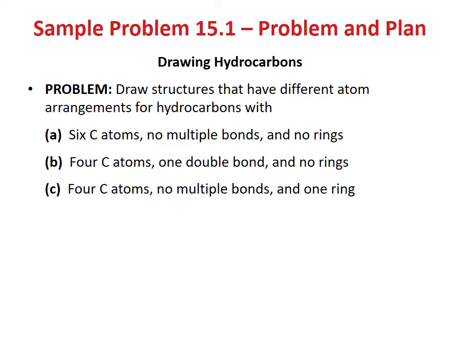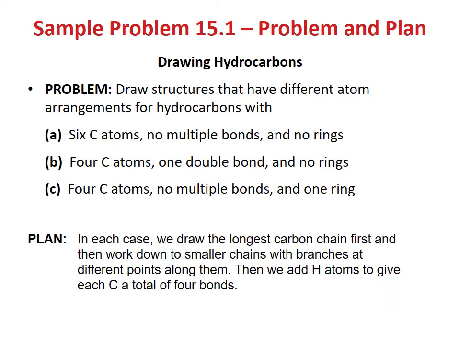Sample problem 15.1. Draw structures that have different atom arrangements for hydrocarbons with A, 6 carbon atoms, no multiple bonds, and no rings. B, 4 carbon atoms, 1 double bond, and no rings. C, 4 carbon atoms, no multiple bonds, and 1 ring. In each case, we draw the longest carbon chain first, and then we work down to smaller chains with branches at different points along them. Then we add hydrogen atoms to give each carbon a total of 4 bonds.